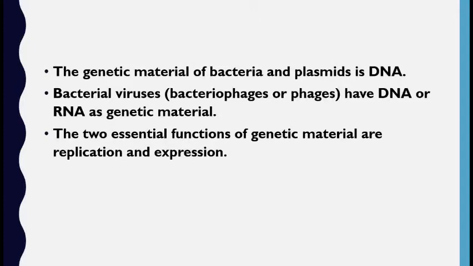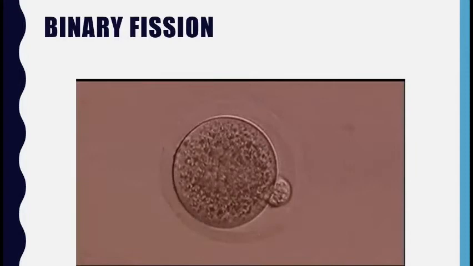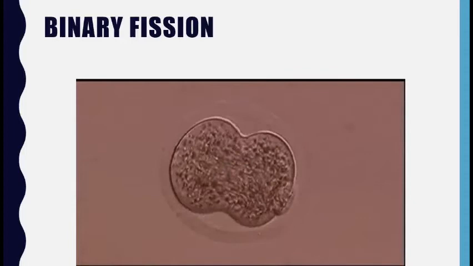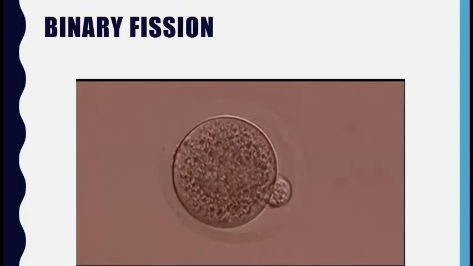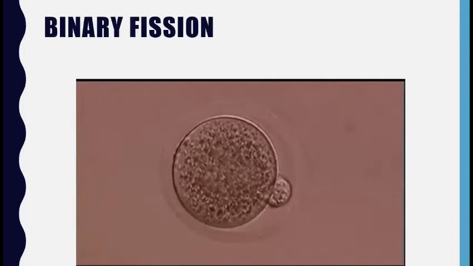So bacteria replicate through binary fission. In binary fission, it makes clones. Clones means they are genetically identical copies. Meaning, unlike sa atin, sa humans, we have genetic diversity. Sa binary fission, walang genetic diversity dahil exact copy lang yung nagagawa sa binary fission.